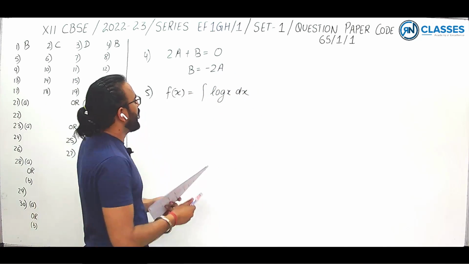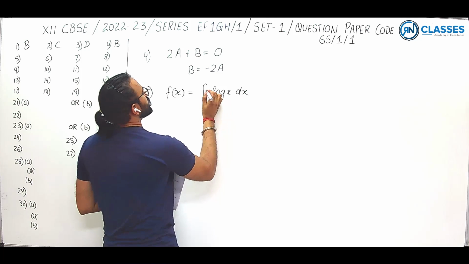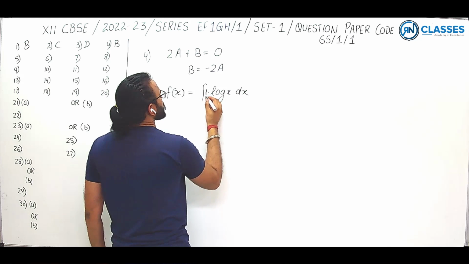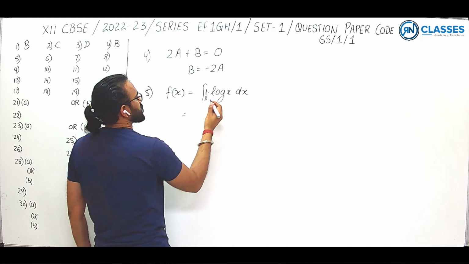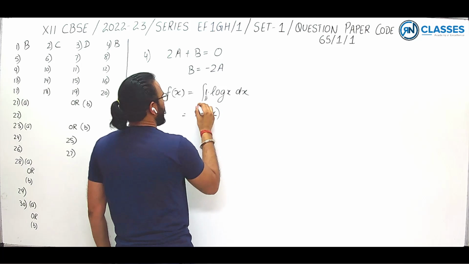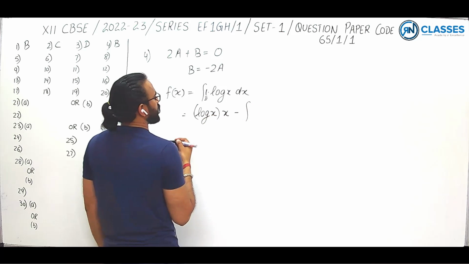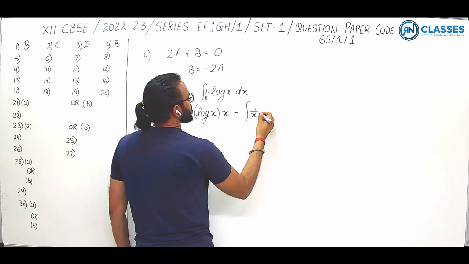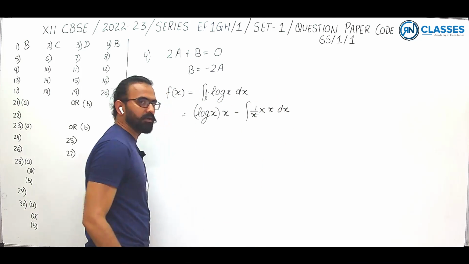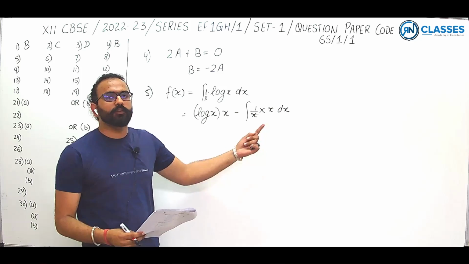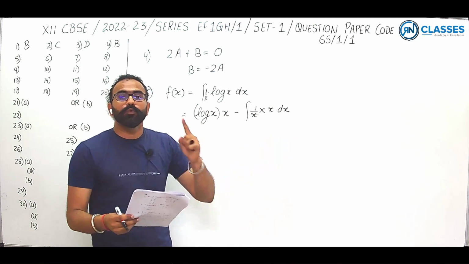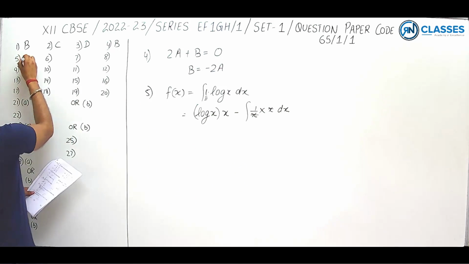We will use integration by parts, and for that we need a product of two functions. We will write it as 1 into log x. Now treating log x as the second function, we will apply by parts, that is first function as it is, integration of 1, that is x, minus whole integration of derivative of first, which is 1 by x, into integration of second, that is x dx, and this turns out to be 1, whose integration is x. Finally we have the answer x log x minus x plus c, which matches with option B.